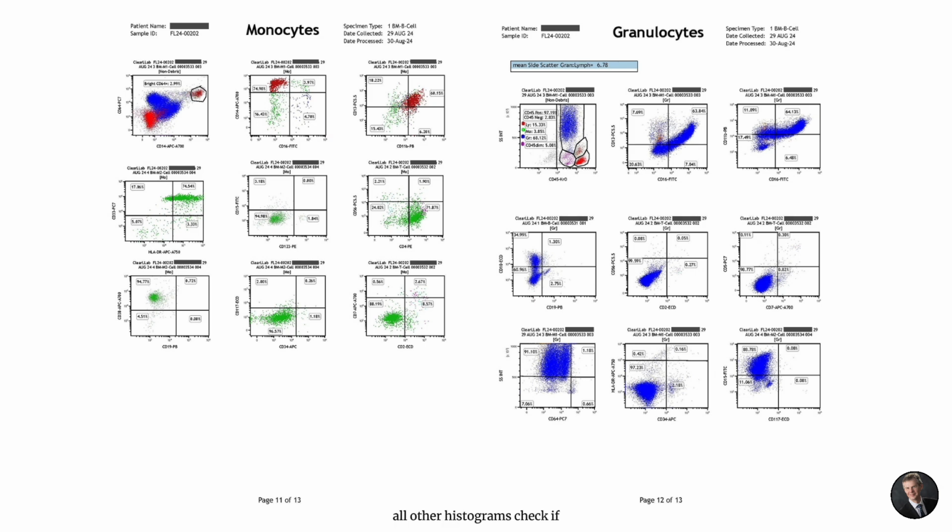All other histograms check if the monocytes are positive for different normal markers or if they express different lineage infidelity markers such as CD56, CD2, CD7, or CD117.